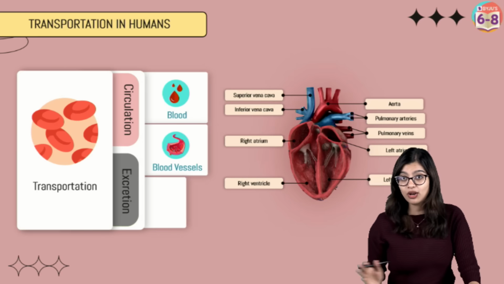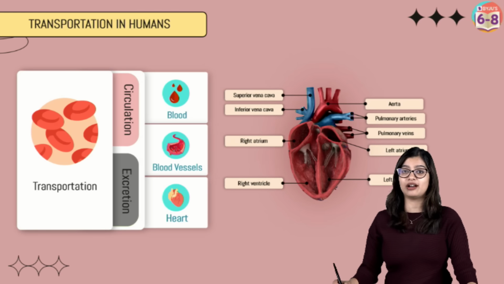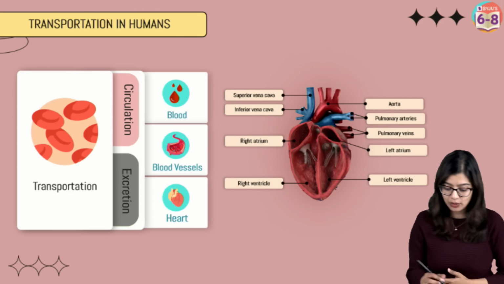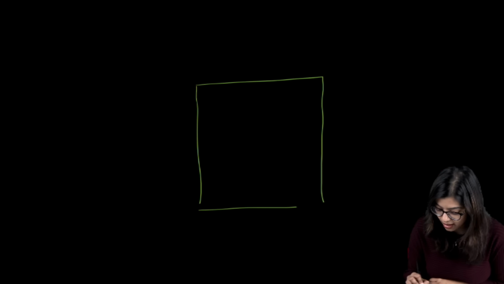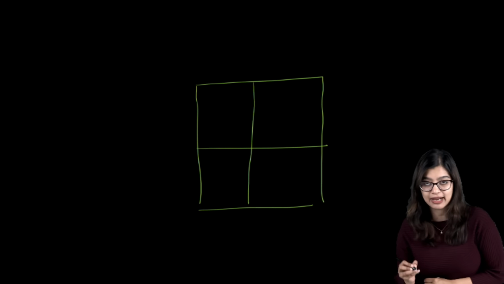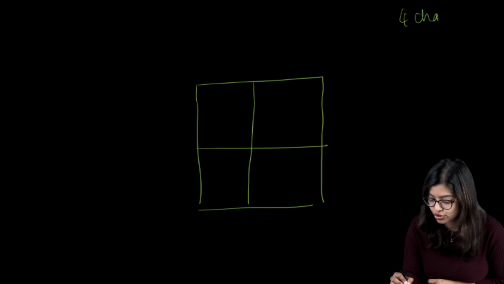But now all of this is getting pumped or moved around because of the heart. Now if you were to look at the structure of the heart, there's a very easy way to remember. The human heart is a 4-chambered heart. So I will draw it with the help of a schematic diagram. So we see that it is a 4-chambered heart.